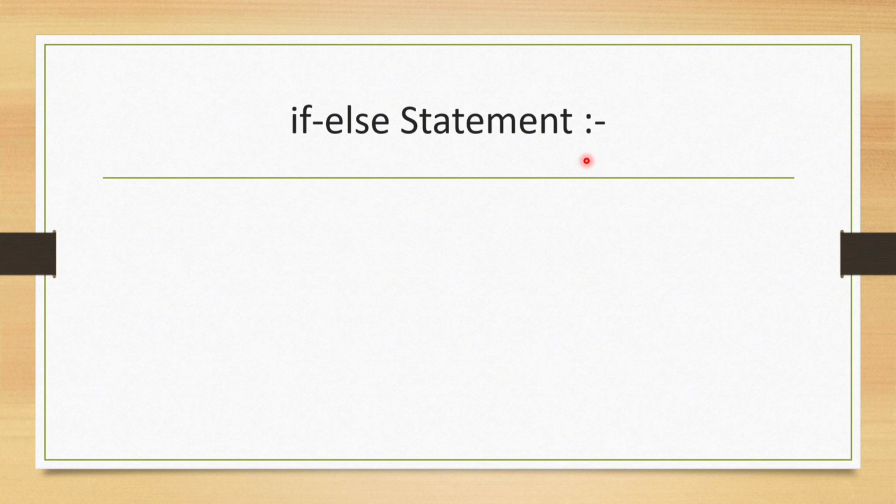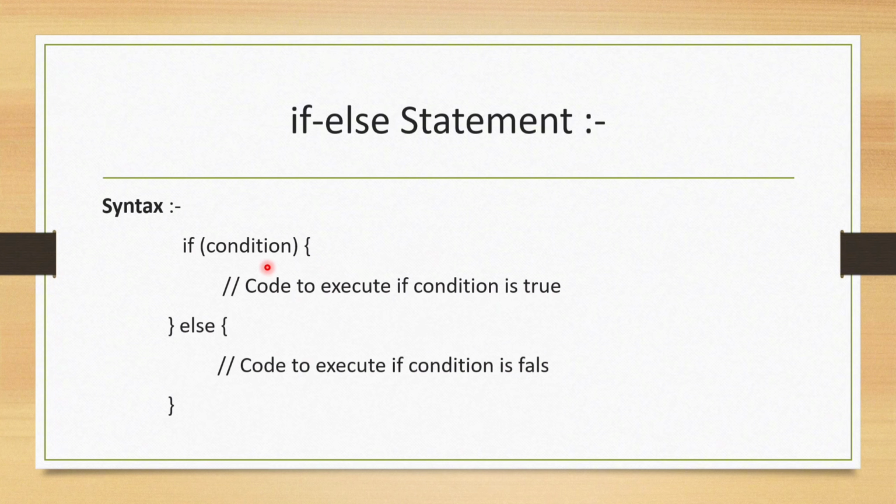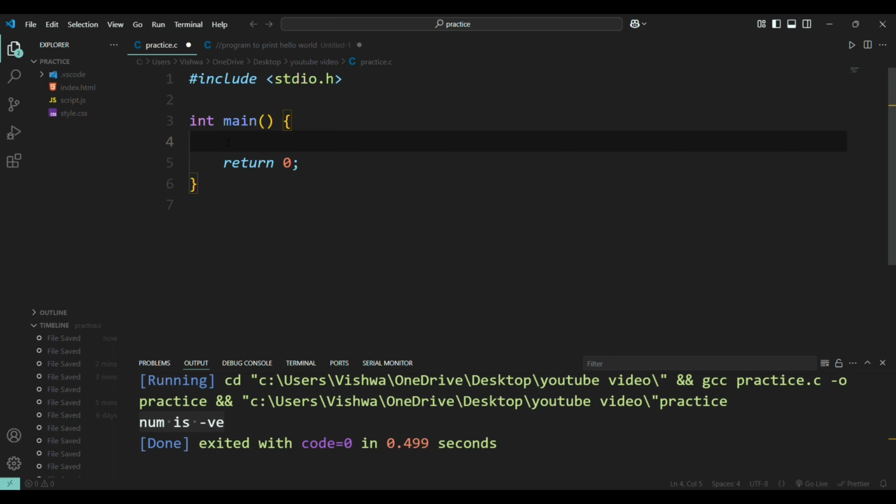Next we have the if else statement. It allows you to specify an alternative block of code to be executed when the condition becomes false. Now let us see the syntax of the if else statement, where if and one condition is given. If this condition becomes true, then this code will get executed. When this condition becomes false, this code will be executed. Now let us try this with one example.